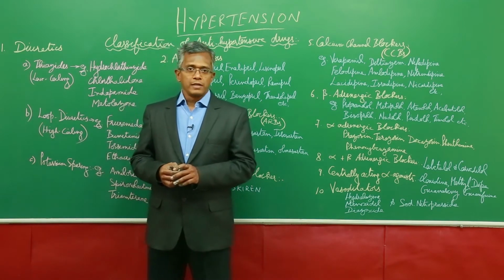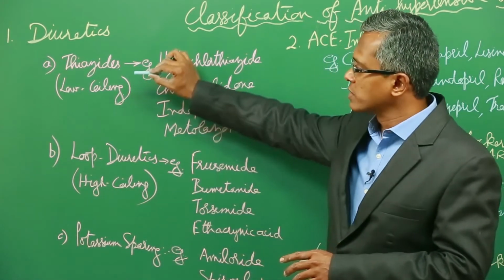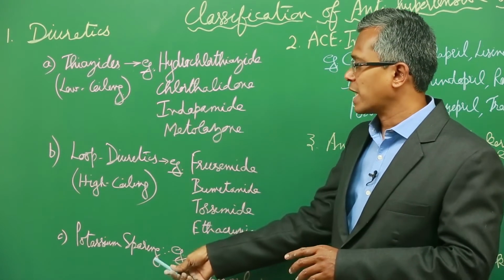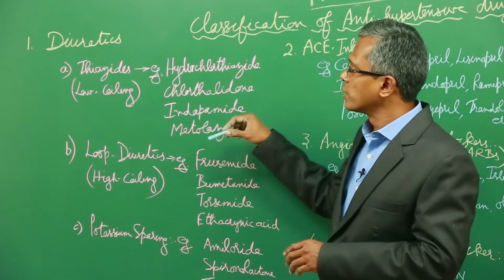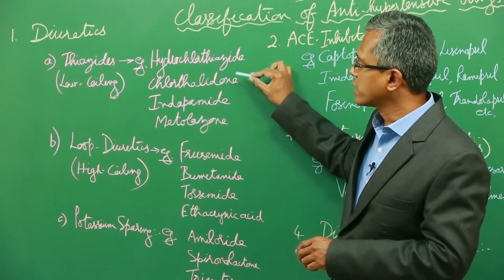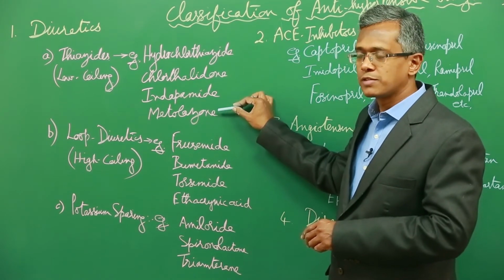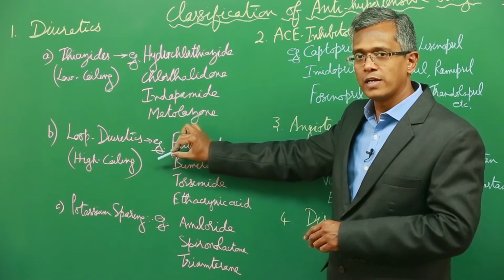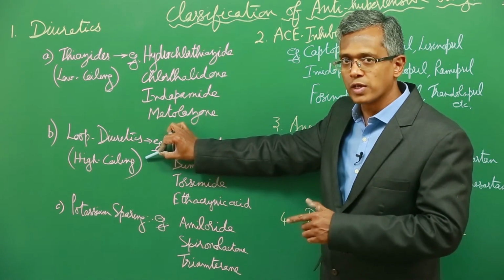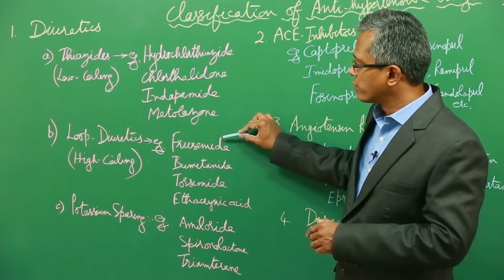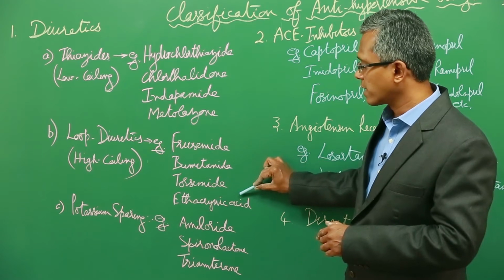Number 1, diuretics. Diuretics can be further classified as thiazide diuretics, loop diuretics, and potassium sparing diuretics. Examples for thiazide diuretics include hydrochlorothiazide, chlorthalidone, indapamide, and metolazone. Examples for high ceiling diuretics. Why is it called high ceiling diuretics? Because when the dose increases, the action also increases. Examples include furosemide, bumetanide, torsemide, and ethacrynic acid.